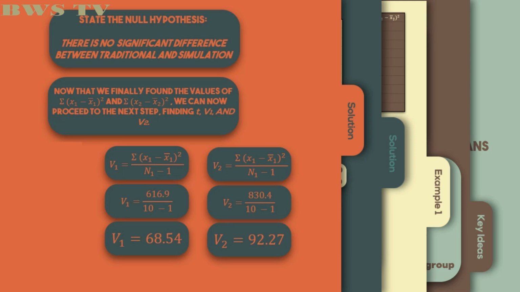The variance of the second group is equal to 830.4 over 10 minus 1. Variance of the second group is equal to 92.27.